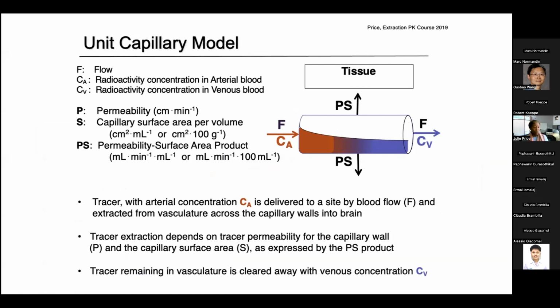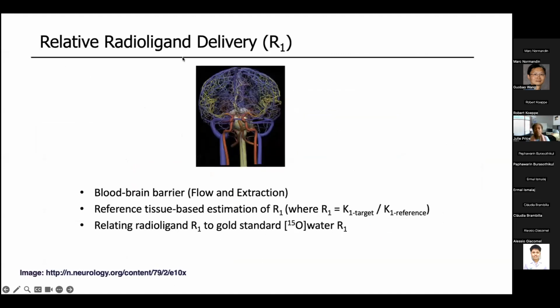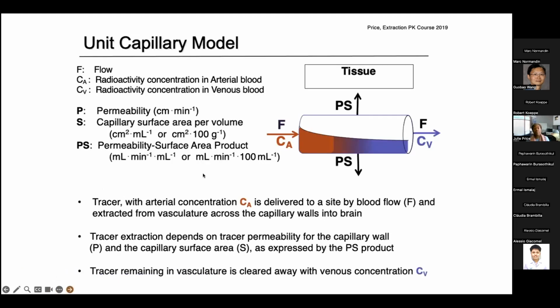Now I'm going to move along again. I'm sorry I'm going over here. I just want to say something about relative radioligand delivery. Blood flow, blood-brain barrier kinetics. We look at delivery in terms of its flow and extraction across a blood-brain barrier. Reference tissue based models estimate R1, where R1 is the K1 of the target over the K1 of the reference. And we were interested in relating radioligand R1 to the gold standard O15 water R1. And if you don't have a water R1, how might you go about doing this?